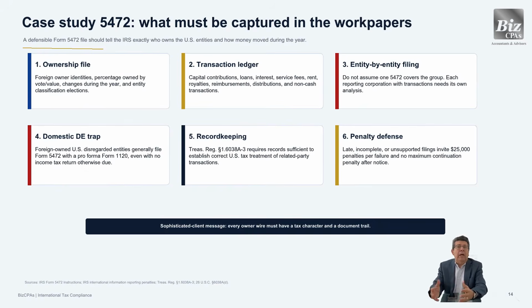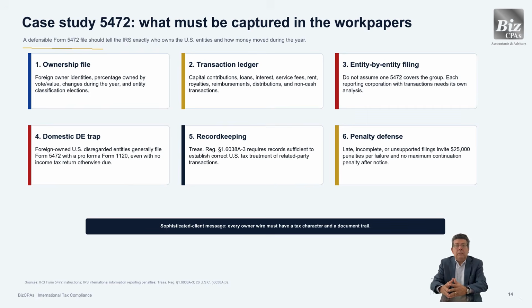So basically, to summarize, on the potential $25,000 penalty, you have to keep good records, like I said before. What must be captured in the work papers? Well, who owns it? Who are the owners? Proper identification of the owners, their addresses, the percentages, the transactions. Again, good accounting records, capital contributions, loans, interest, services, etc. Entity by entity filing. Don't assume that one 5472 is going to cover all the entities or the group. No, each one is independent.